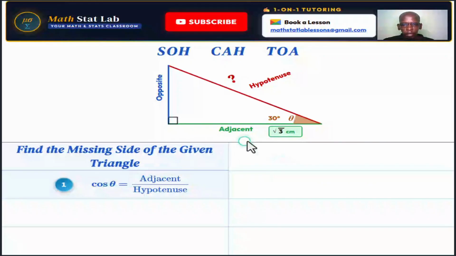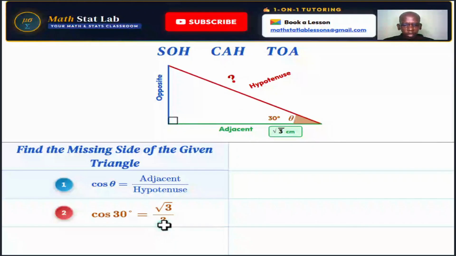We also have the angle, so we can get the cos of the angle. But now we asked about the hypotenuse, so it's the one we are supposed to find. So the next step then is cos 30, which is the cos of the angle we are given, equals root 3, which is of course the adjacent we are given, divided by the hypotenuse, which is the one we are trying to find.